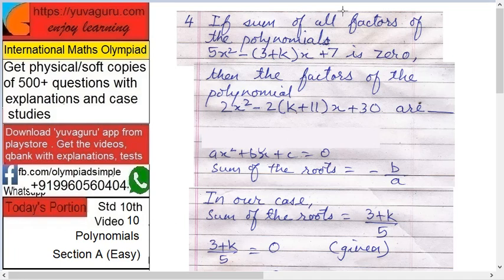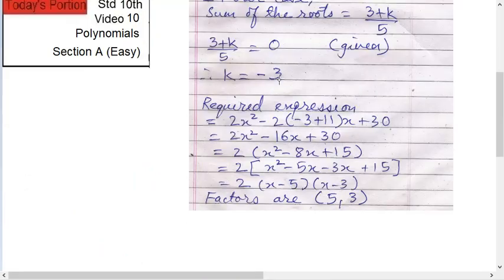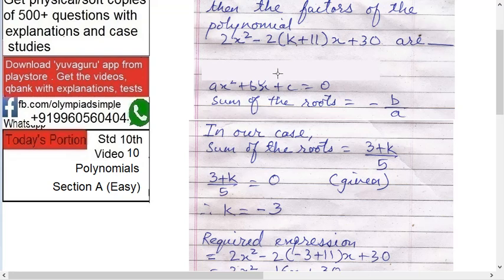But what is given? The sum of the roots is 0. Therefore (3 + k)/5 = 0. Solve this, and you will get k = −3. Now what do we do? Put this k in the second expression, that is 2x² − 2(k + 1)x + 30.